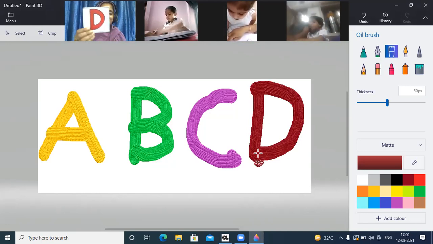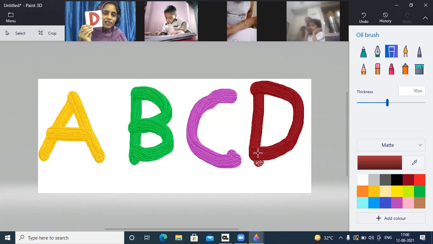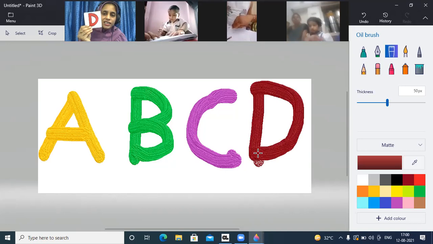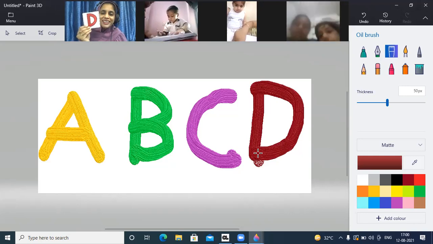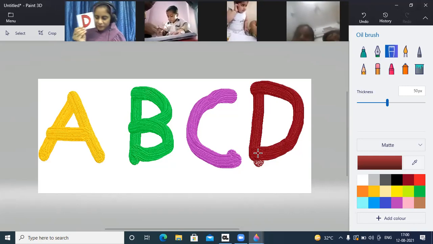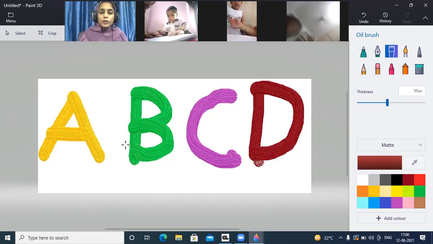Yes, here it is. Which letter is this? D. D says da. D da doll. D da dog. Letter D. So kids, you have to write all the four letters.